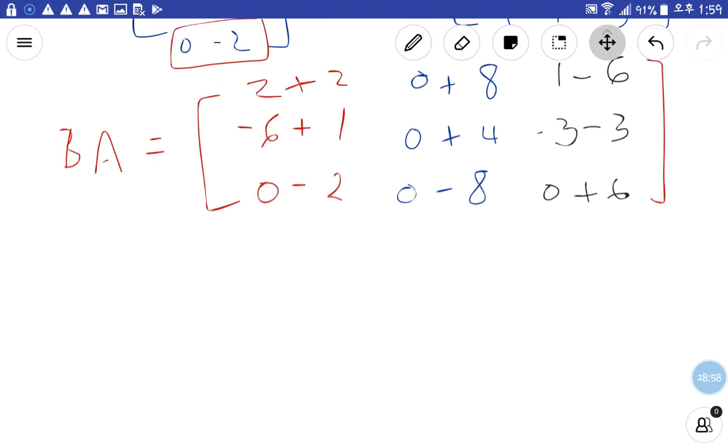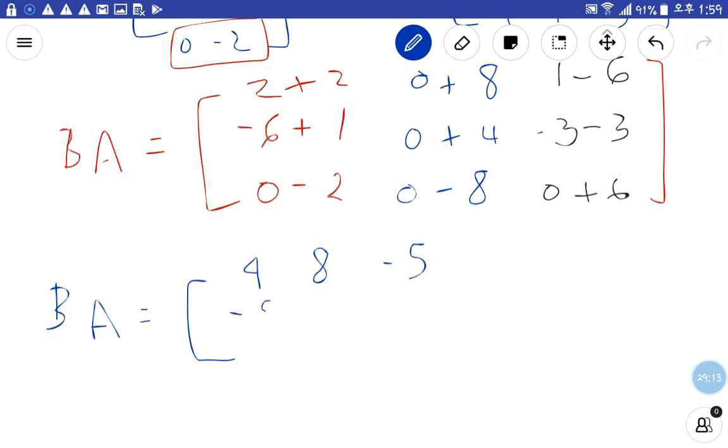Okay, so let me simplify. So my BA this time would be 2 plus 2, 4. 0 plus 8, 8. 1 minus 6, negative 5. Negative 5, 4, negative 6, negative 2, and negative 8, and positive 6. That is the answer. Okay, so in this number 19, I was able to get the product of AB and the product of BA.